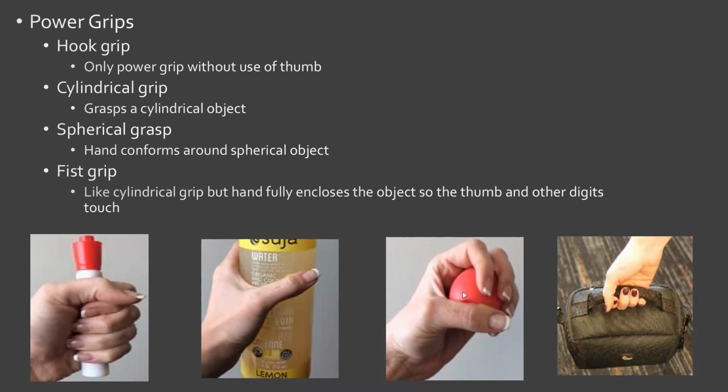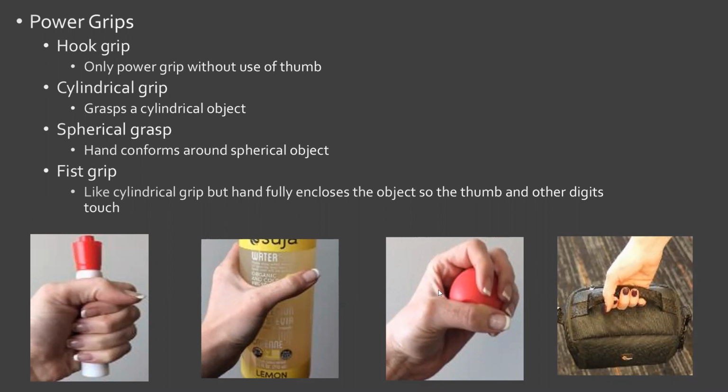Pretty much spherical and cylindrical grips are pretty well interchangeable. For all intents and purposes, it's the same thing. It's just relative to the object you're manipulating. The point, though, that you should remember is that, again, hook grip, no thumb. Fist grip, thumb touches the fingers. Cylindrical, spherical, thumb does not touch the fingers. And power grips are all gross motor skills.